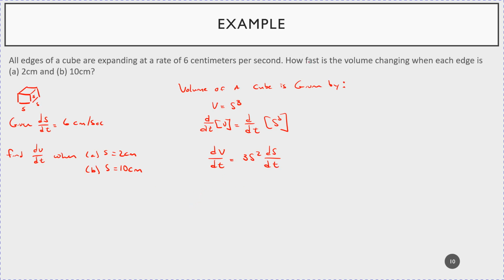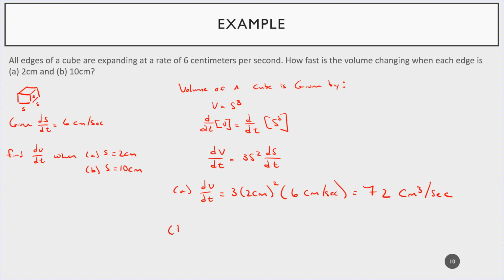So look, I'm asking you to figure out how fast the volume is changing. I'm giving you s, and there's a constant rate of change here of 6 centimeters per second. So for the first part, A, dV/dt is equal to 3 times 2 centimeters squared, and then ds/dt is 6 centimeters per second. Well, 2 squared is 4, 4 times 3 is 12, times 6. This is going to end up getting me 72 centimeters cubed per second.